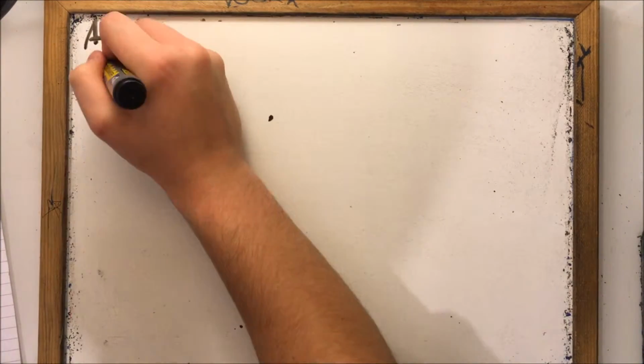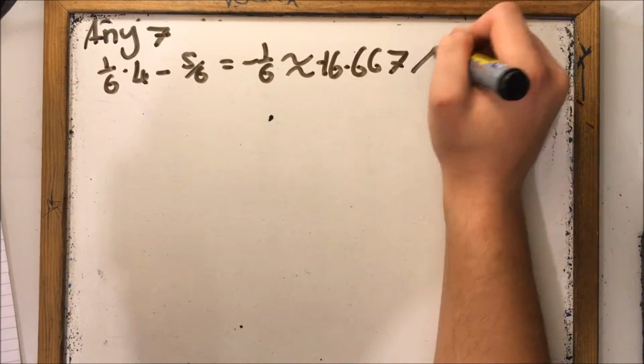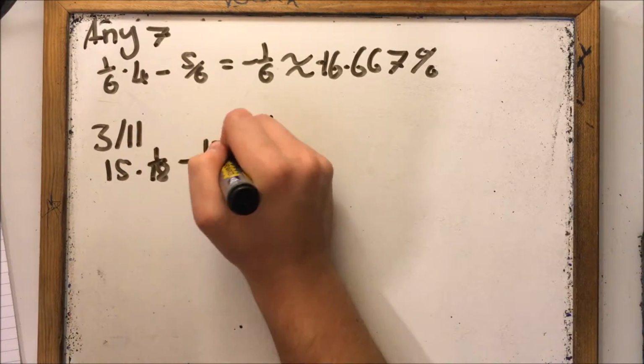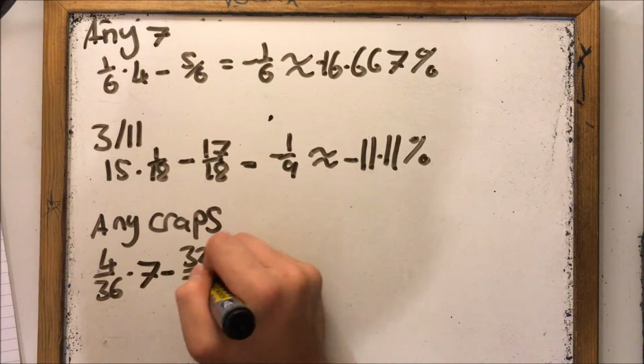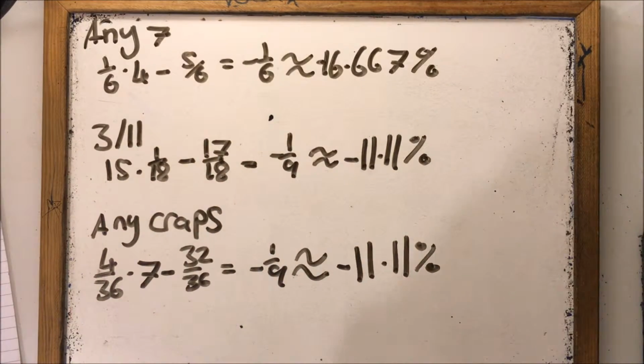The probability of a 7 is 1 out of 6, a 3 or 11 is 1 out of 18, as they are two separate bets again, and a crap is 4 out of 36. Using the odds on the previous page and the formula for the player's edge, we can get a player's edge for each of these bets.